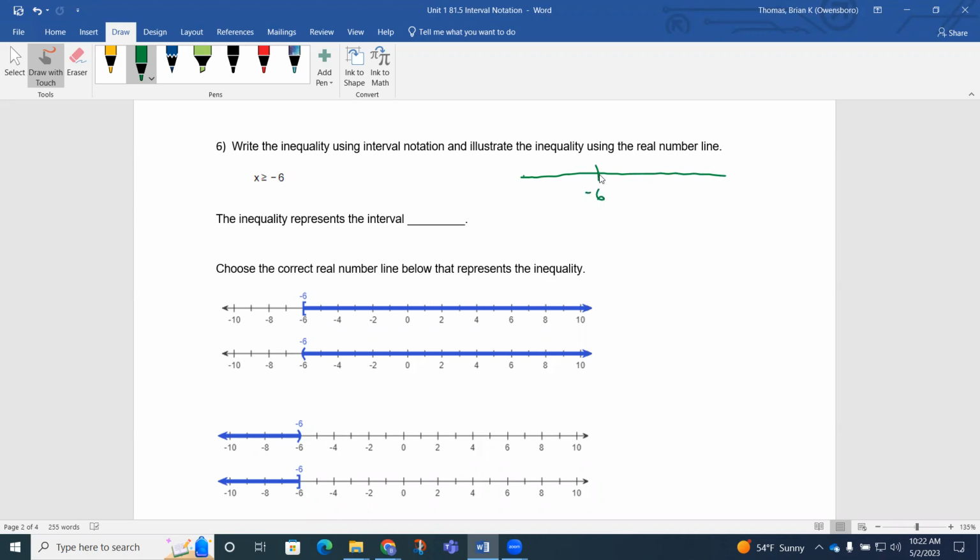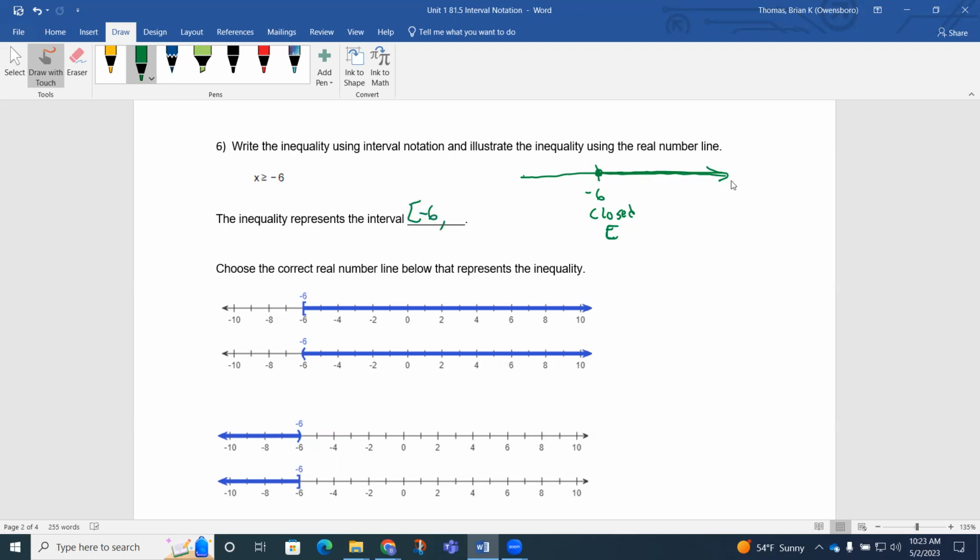It is included. And greater than -6, notice how it's pointing to the right. Greater than is actually to the right. So we're looking for that. So notice that the left boundary is closed. So that means we're going to be using a bracket. So we're going to have a bracket, the -6.